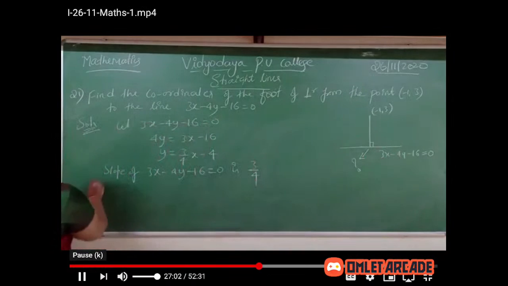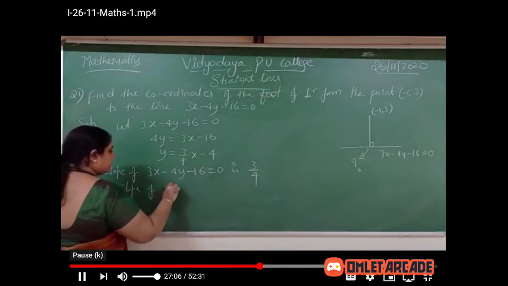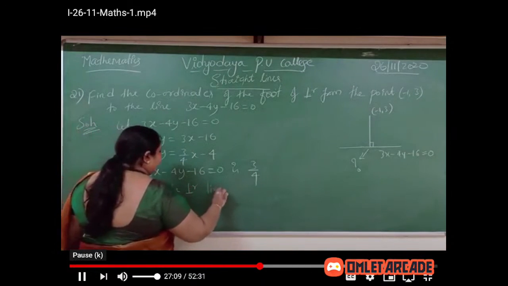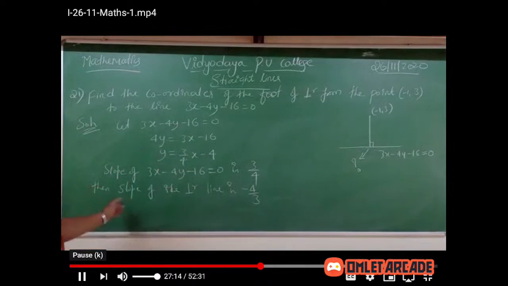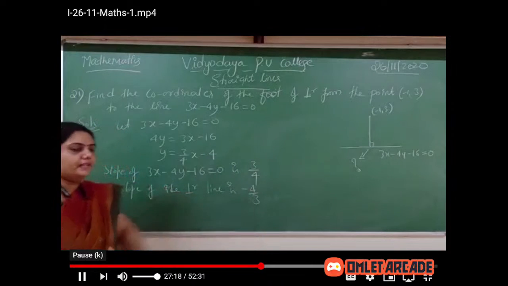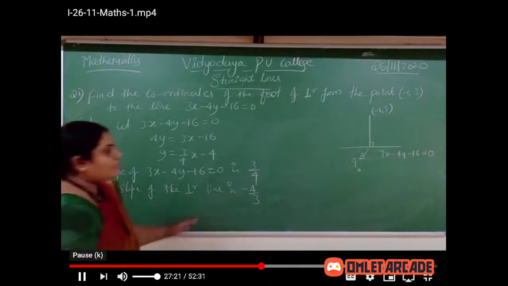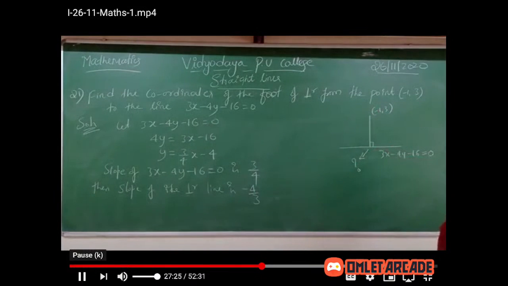Is that clear? Then the slope of its perpendicular line is minus 4 by 3, isn't it? The slope of its perpendicular line will be what? It's the negative reciprocal. Is it minus 4 by 3? I mean, the slope of this line is minus 4 by 3. See, you have the slope of this line and you have a point on the line. Now, can you find the equation of this line?